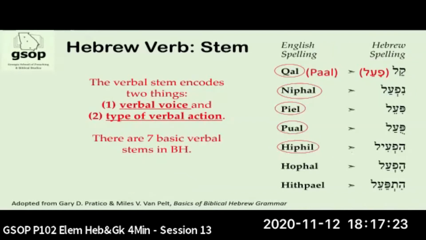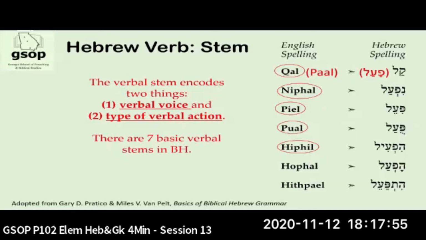And so we said that the stem basically embeds in it two things, predominantly the verbal voice, that is active, passive, or reflexive, and the verbal type of action, that is going to be the simple, intensive, and causative type of action. There are 7 basic verbal stems. There are more, but they're not predominantly used, and they're basically built from these anyway. So all grammars that I know of just focus on these 7.